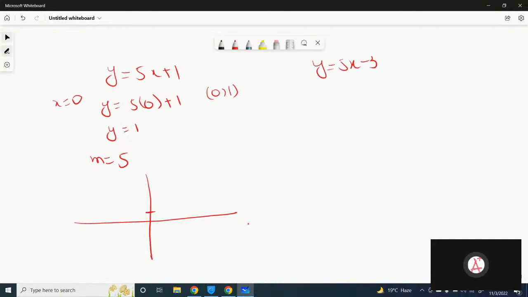So that means we have to move up 5 units and right 1. Got it? So from here you have to move 5 units up. So when you move up 5, 2, 3, 4, 5, 6, here is the 6. You have to move up 5 and 1 right. So it would be 1 here.